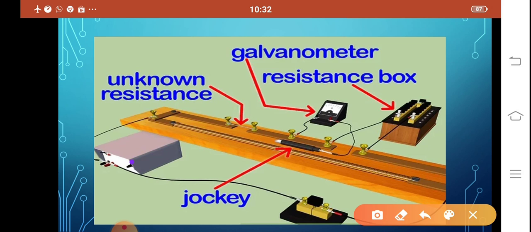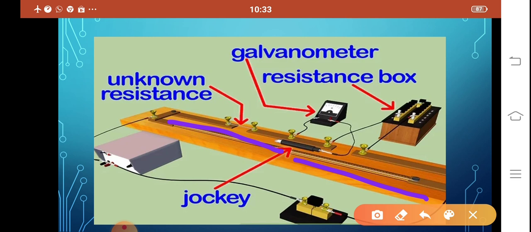1 meter length, on which one constantan wire is fixed. Constantan is an alloy of copper, nickel, manganese, carbon. So the galvanometer is connected here, and with the galvanometer we connect one jockey, and that jockey is touched here. When you touch the jockey here, here, we get one such point at which the galvanometer shows zero deflection. Suppose the galvanometer shows zero deflection at L length from this side.